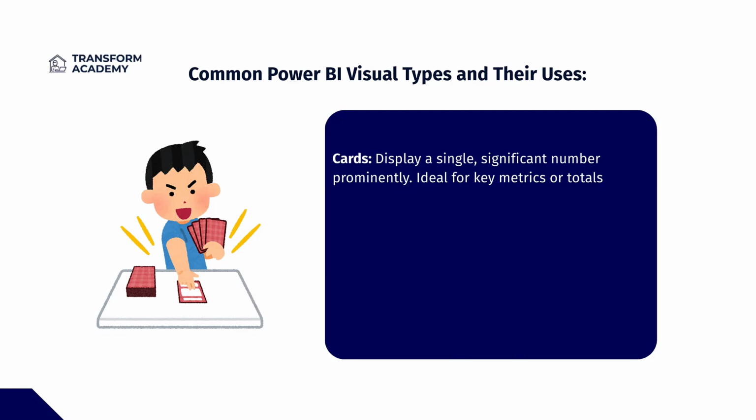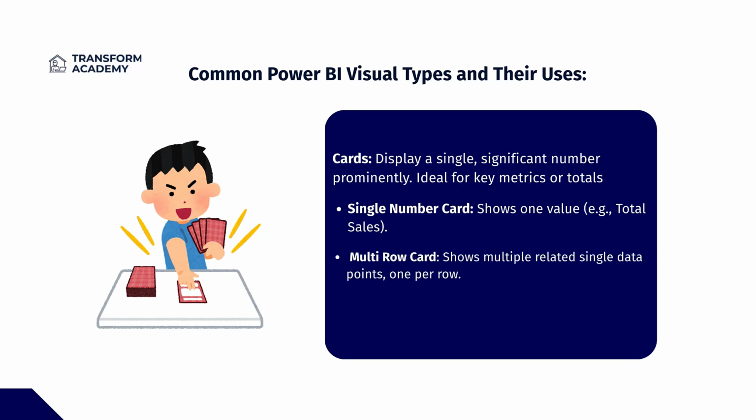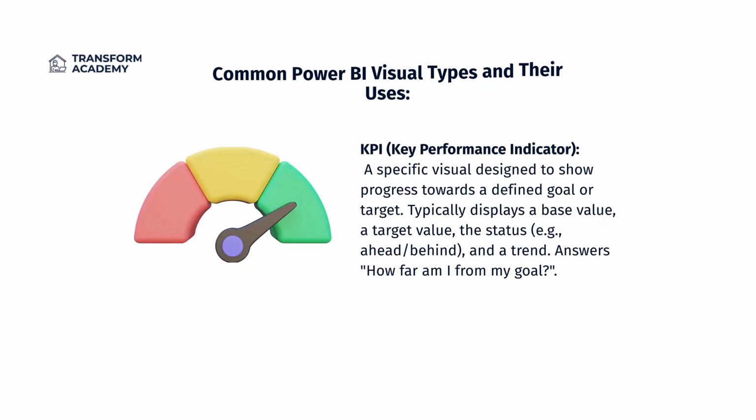Cards display a single significant number prominently, ideal for key metrics or totals. Single number card. Shows one value, e.g. total sales. Multi-row cards. Show multiple related single data points, one per row.